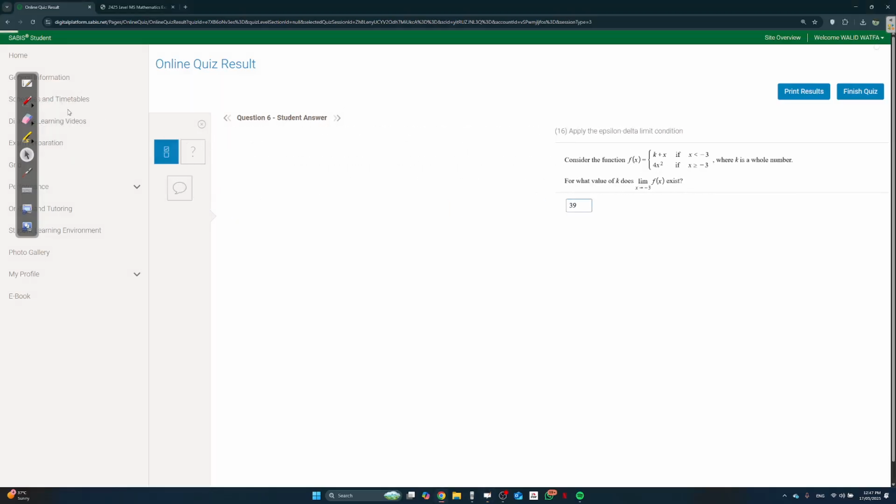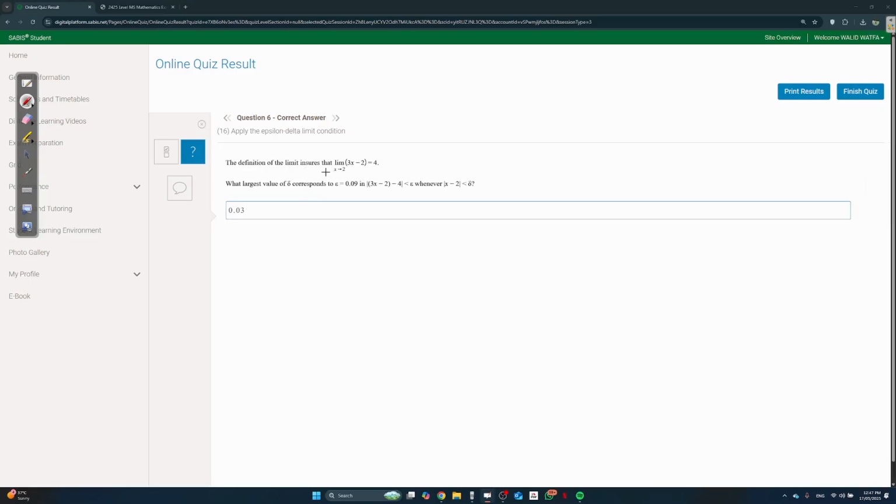Question 6. The definition of a limit: the limit as x approaches 2 of 3x minus 2 equals 4. What largest value of delta corresponds to, I think this is sigma, or I don't know. No, this isn't sigma. It's one of the Greek letters. It looks like an E. I think it's called epsilon, and that's what's written here. That doesn't matter. Epsilon equals 0.09, in absolute value 3x minus 2 minus 4 less than epsilon whenever.